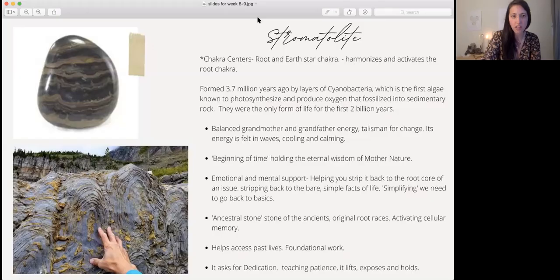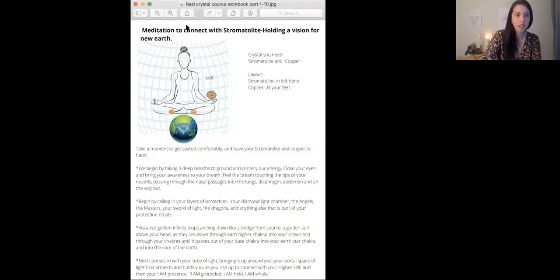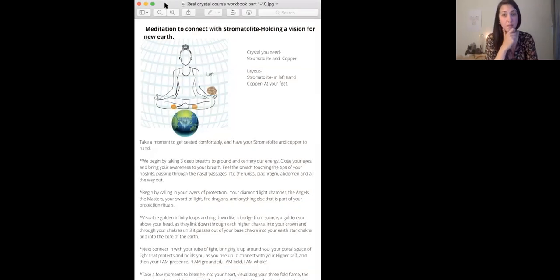I'm just going to show you a slide quickly, just a visual of the grid that we're working with. And you've got this handout to do this meditation again, but you can just see here. So you're going to have your stromatolite in your left hand, you're going to have your copper at your feet, and this grid just shows how we're really calling up the crystalline grid, which to me appears as a diamond, iridescent, beautiful, sparky, sometimes rainbow-like light that comes up in a net over you. So that's the visuals for where we are going today.